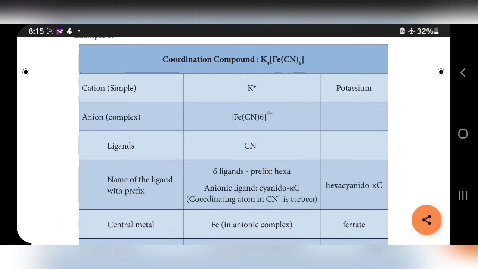In this complex, carbon only is donating electron, so it is indicated by κC. That is, the coordinating atom in CN is carbon. So it can be named as hexacyanido. Hexa means 6. How many ligands? 6 cyanide. So hexacyanido-κC. For the central metal, the name is ferrate, because here the central metal ion is Fe. So we should use ferrate.